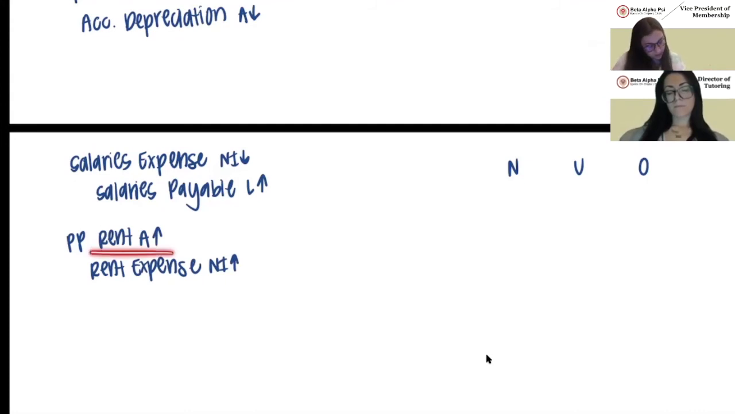So this was never recorded. So for assets, they should have been increased, but they were not, right? So our assets are understated. Nothing happens to our liabilities. Neither of these accounts affect our liabilities, so there's going to be no effect on our liabilities. And for rent expense, should have increased our net income, but that was never recorded. So our net income is going to be understated. Our net income was too low. We had too much of an expense in our net income.